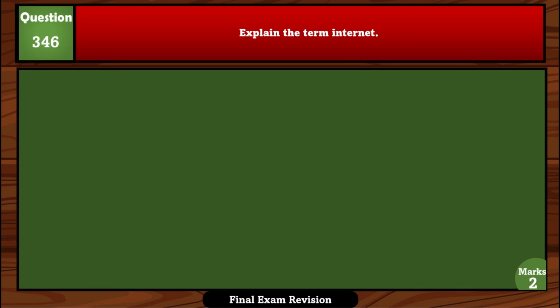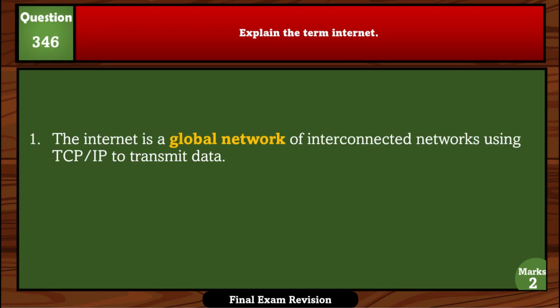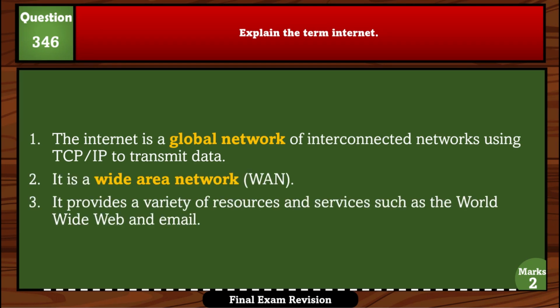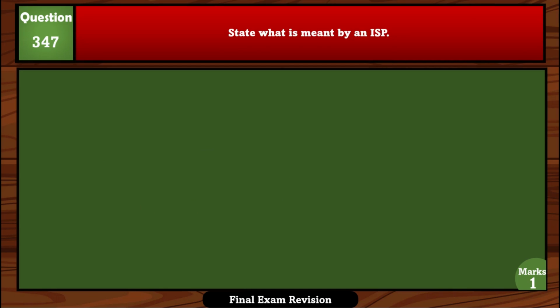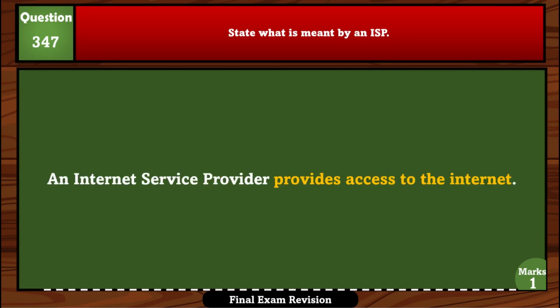The internet. Question 346, explain the term internet. The internet is a global network of interconnected networks using TCP/IP to transmit data. It's a wide area network or WAN. It provides a variety of resources and services such as the World Wide Web and email. Question 347, state what is meant by an ISP. ISP stands for Internet Service Provider. It's a company that provides access to the internet.